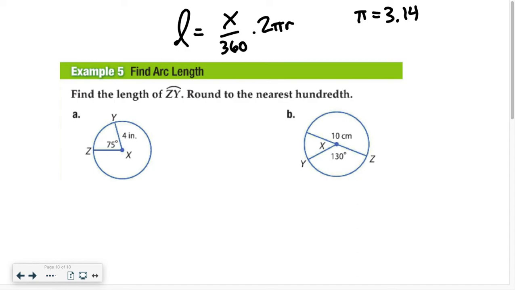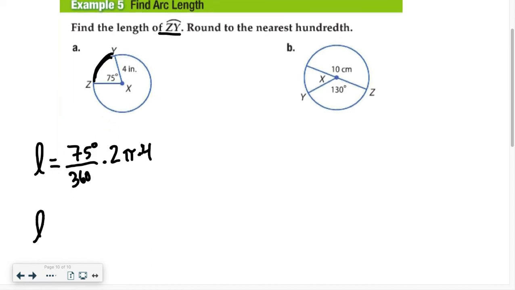All right, so find the length of arc ZY, round to the nearest hundredth. So arc ZY, that's this arc here. So that arc is going to be x, which is the measure of the arc, 75 degrees, over 360 times 2 pi r, which is 4 times 2 times pi times r.